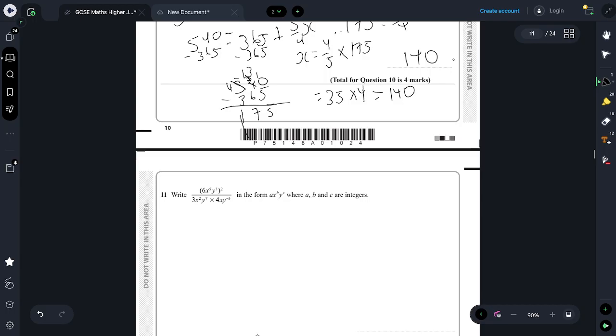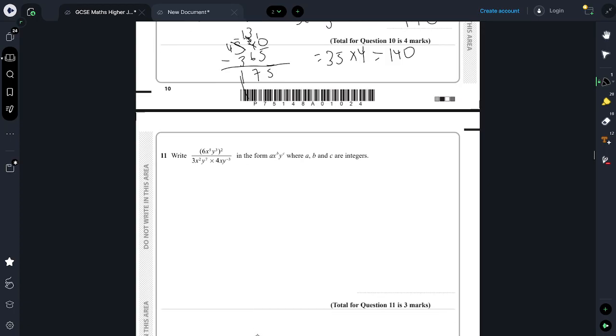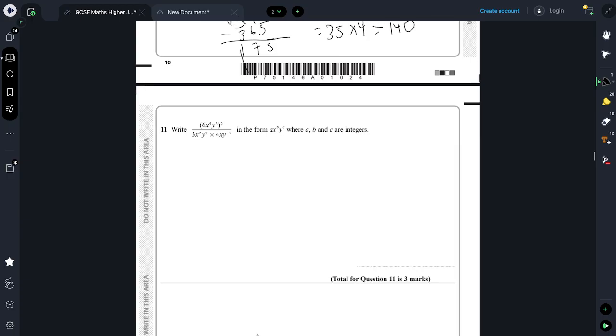Lovely jubbly. We are now on question 11, sorry, not 16. I saw the 6 here and the 1, so I thought 16. Anyway, write this in the form ax to the b, y to the c. So it very clearly looks like an in-depth form question, right? There's loads of indices and stuff like that. They made this very complicated. There's a lot going on.